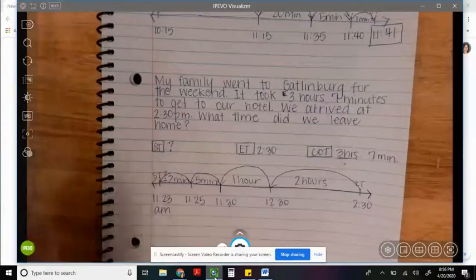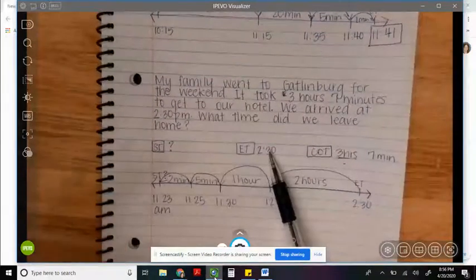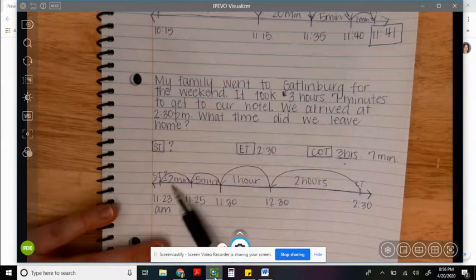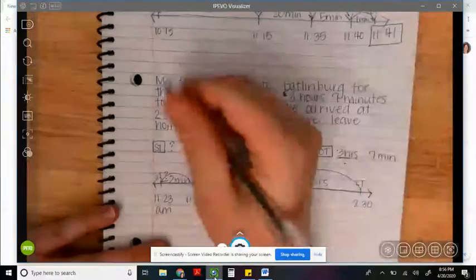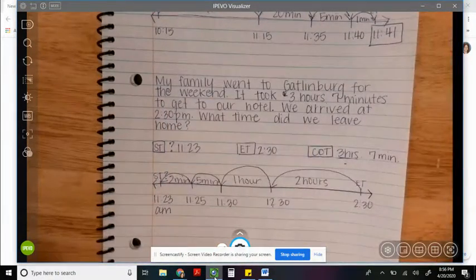So the information we were given was the arrival time, our ending time, and our change of time. And so for this one, we had to subtract. We had to go back in time like a time traveler to figure out that Miss Medlin's family left at 11:23 a.m. to get to Gatlinburg.